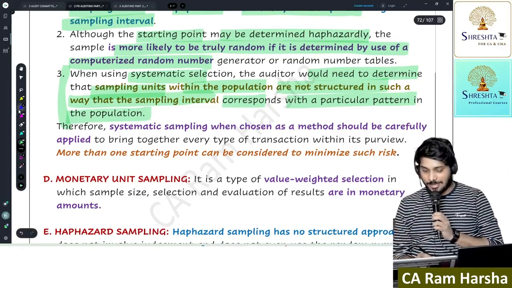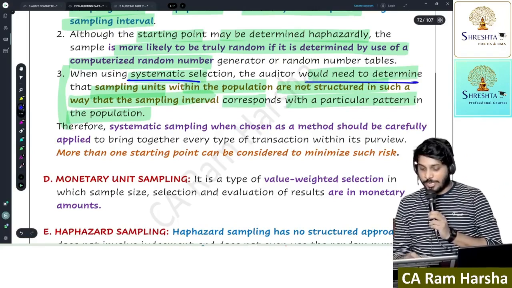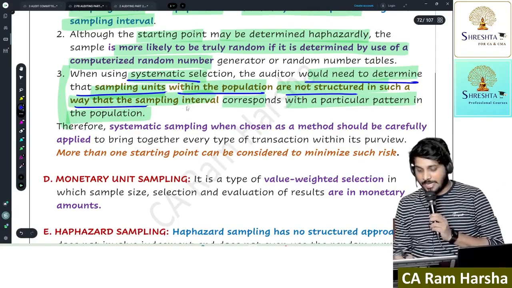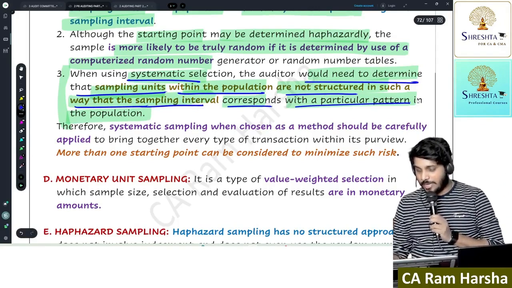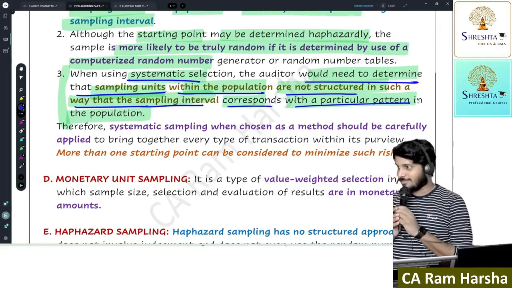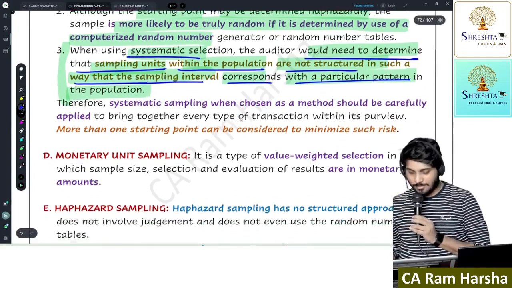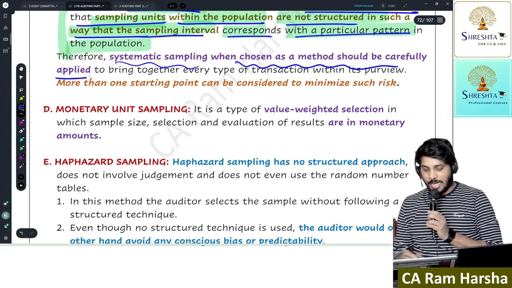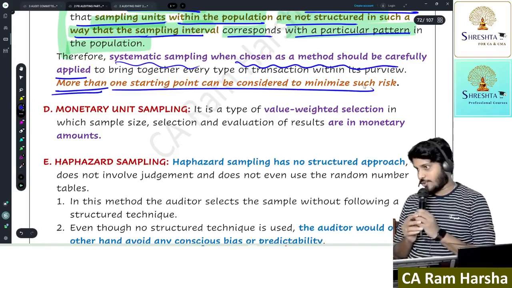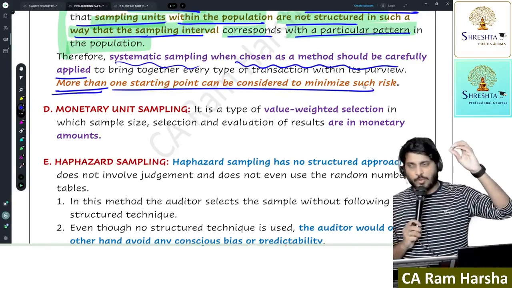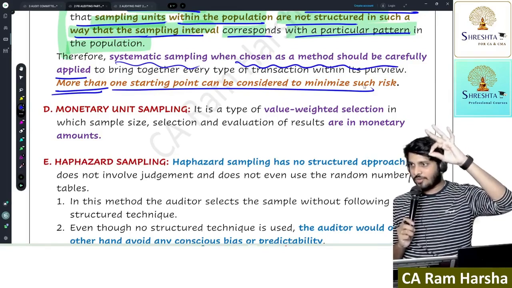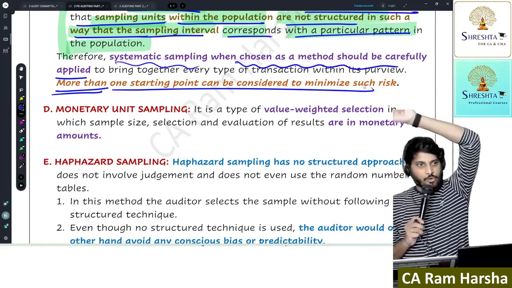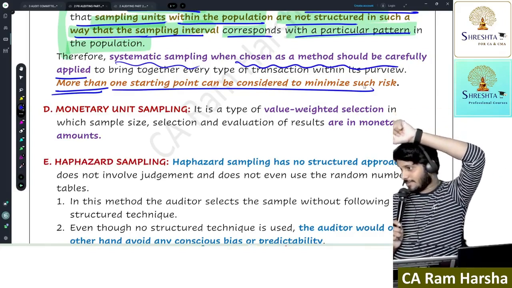Now you see the sentence. In systematic selection, the auditor would need to determine that the sampling units within the population are not structured in a way that the sampling interval corresponds with a particular pattern of the population. Understood? Therefore, systematic sampling, when chosen as a method, would be carefully applied, and you can have more than one starting point. Suppose point number 1, 14, 28, 42, 56. Likewise, I am going again. There again, I will put a random number. From there again, 14 I will count. Are you getting the point?